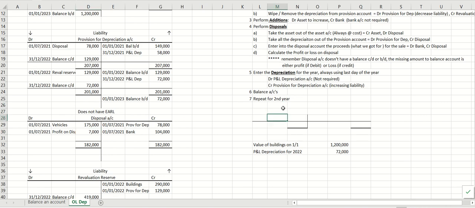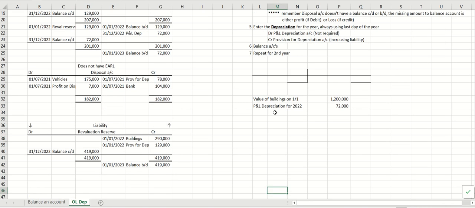And then our revaluation reserve down the end happened in the second year. This was the increase in the cost of the asset, the 290,000, and this is us getting rid of all of the depreciation, the 129,000, us taking it out of the provision account up there and putting it in here. And then we balanced our accounts.